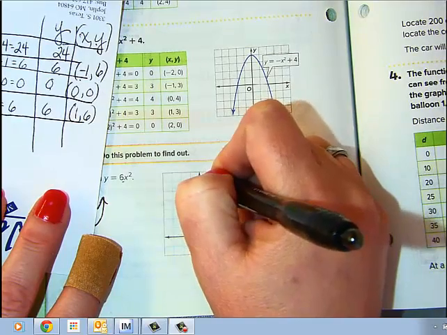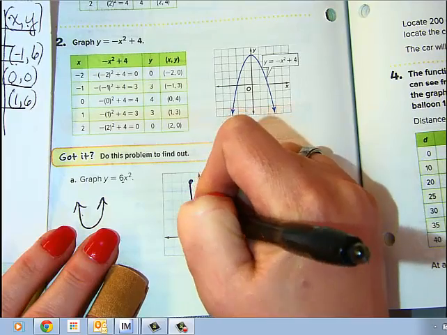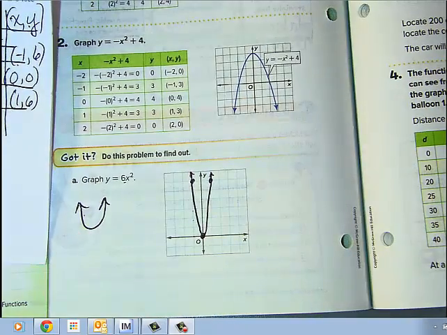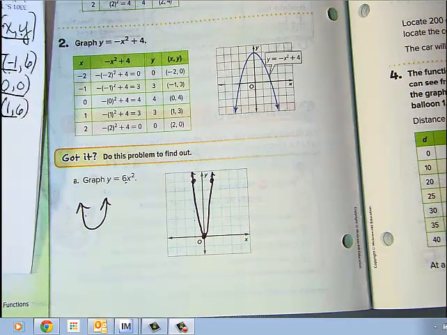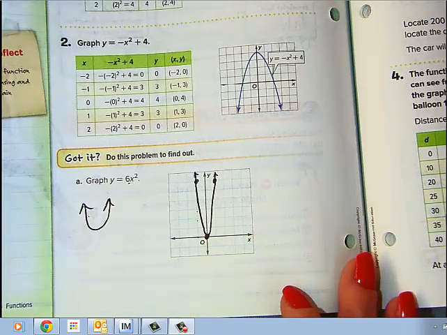Well, now you can see what the shape of this graph is going to be. It makes an upward U that looks like that. Okay, so there's our graph for y equals 6x squared.